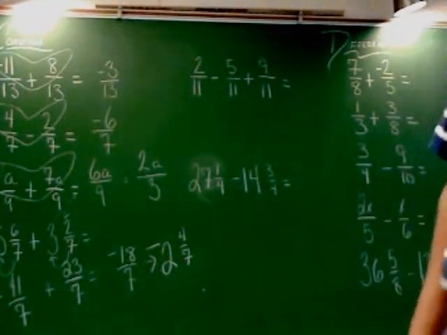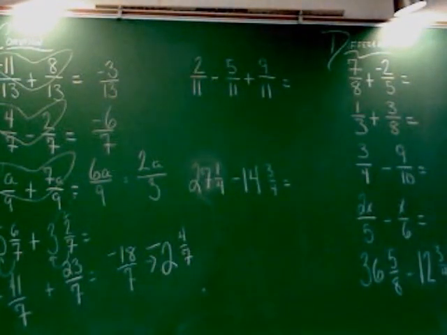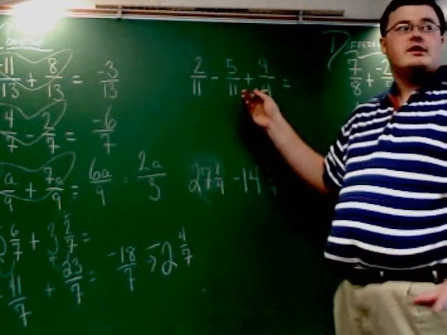Okay, now, the next problem is no big deal. It's just 3 fractions, but it's still a common denominator problem, so I'm not going to have to work that hard. The bottom number is 11. It's going to stay 11.